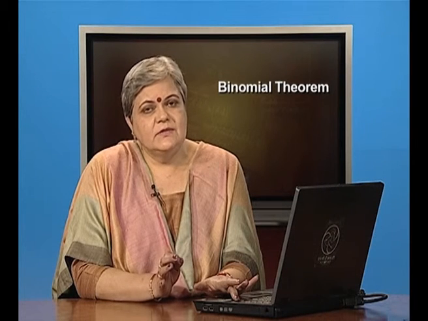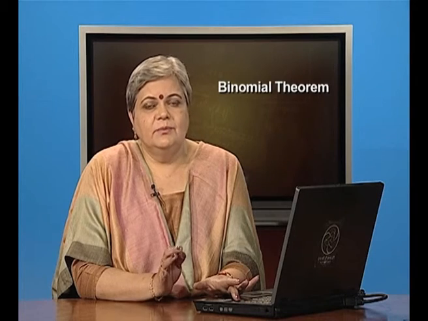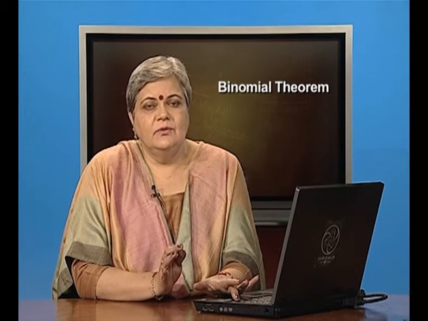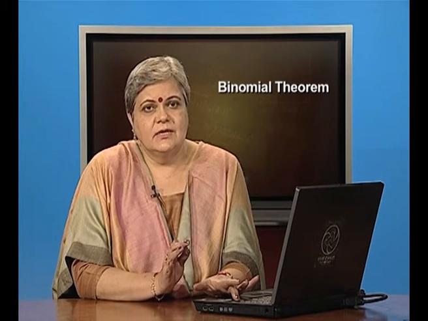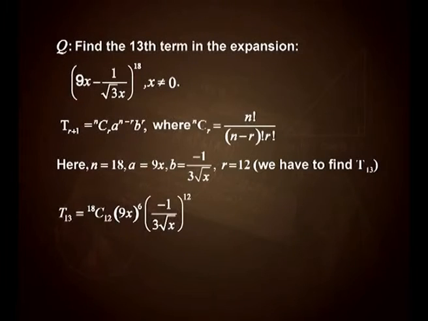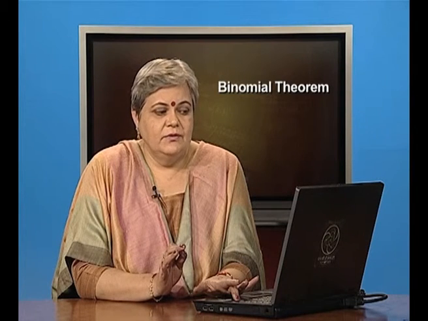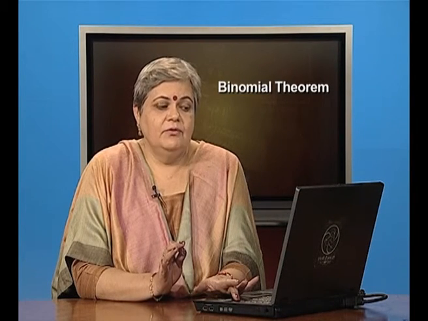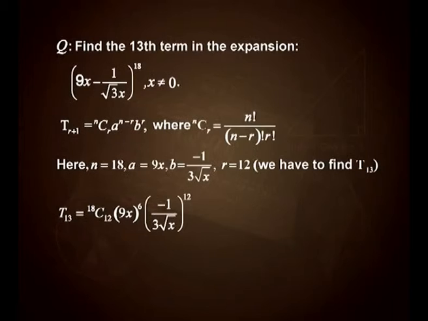Once you have these facts in, then it is nothing but substituting these values and simplification. So, for us T13 turns out to be nothing but 18C12 9x whole to the power 6 into negative 1 by 3 root x whole to the power 12. So, now it is time for you to do some work. Simplify each one of these and see if you end up with a number.